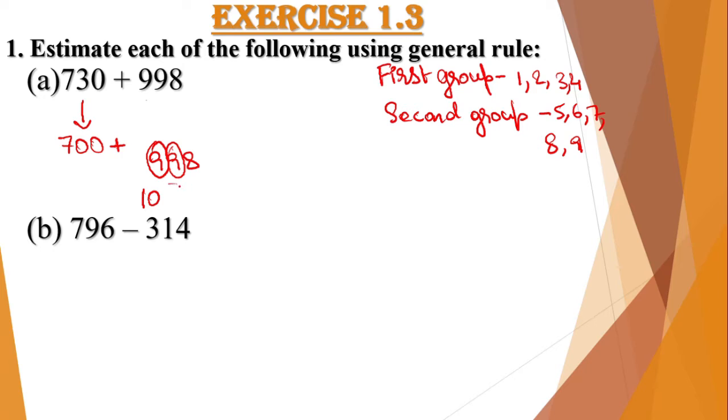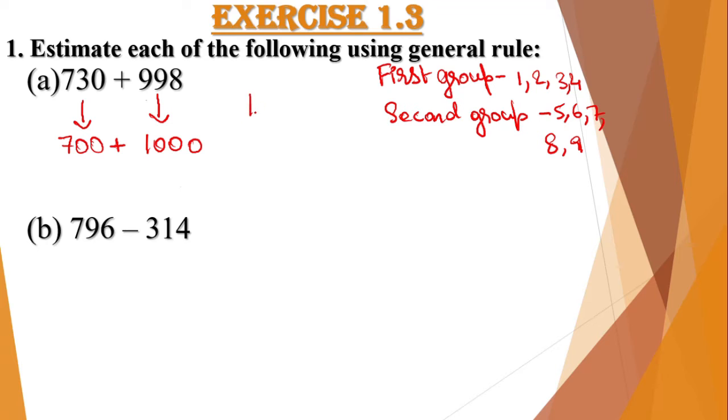And now, here we have 98. So 98 will become 0. So 9 and 8 we have, so there will be 2 zeros. So we will get our answer as 1000. So 998 rounded off to the nearest 100 will give us 1000. Now we got the numbers. Now we should just add them.